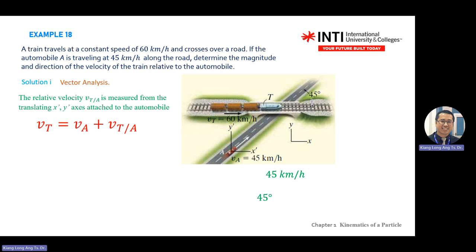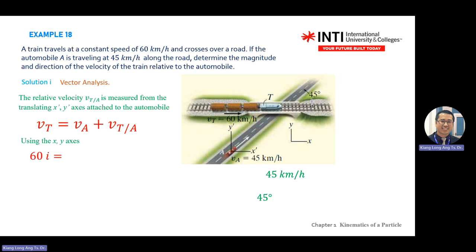So you write, VT stroke A equal to VT minus VA. Or you can write VT equal to VA plus VT stroke A, same. It depends on what you can remember. Either you write this form or you can write the VT stroke A in the front on the left, then you rearrange.